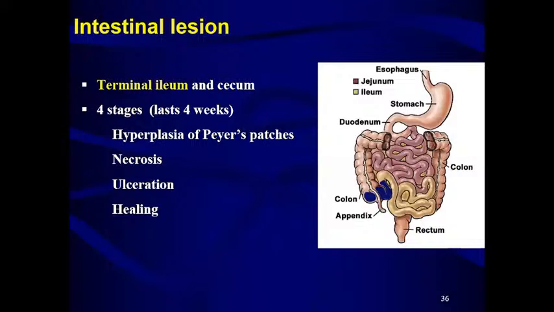So, primary pathology at the intestine. We have already established that the terminal ileum is where we have the slow flow. That's where you tend to have a lot of Peyer's patches and the mesenteric lymph nodes. So the terminal ileum and the cecum have 4 stages. Number 1, hyperplasia of the Peyer's patches, then necrosis of the overlying mucosa, then ulceration, and finally recovery.